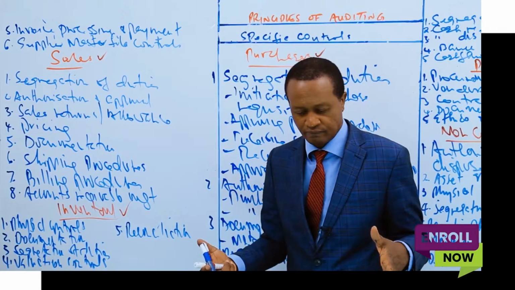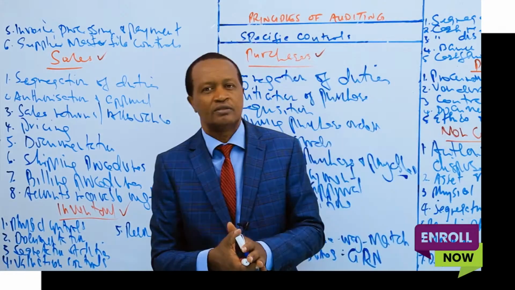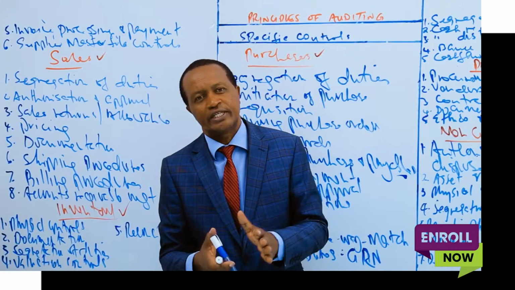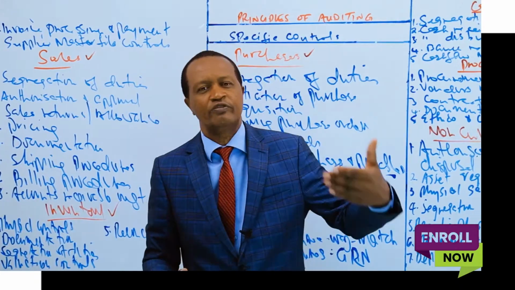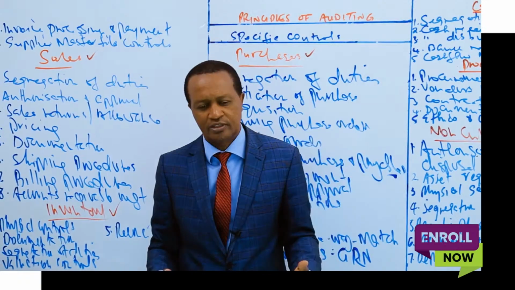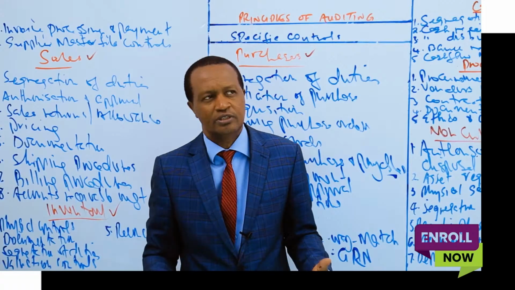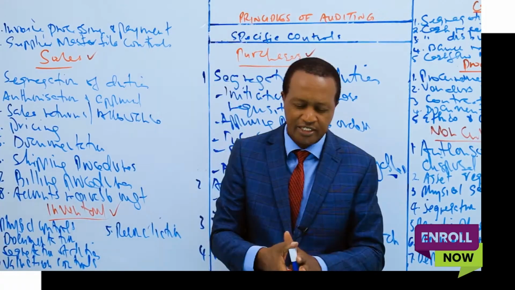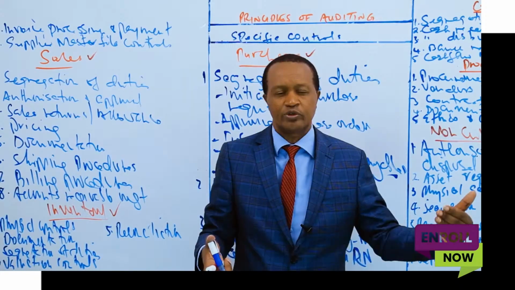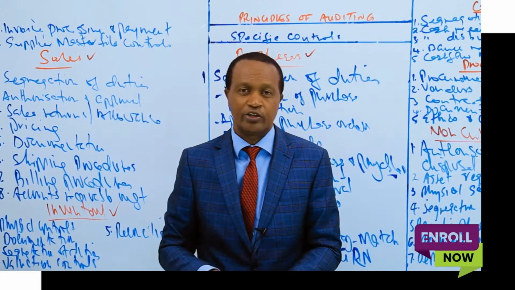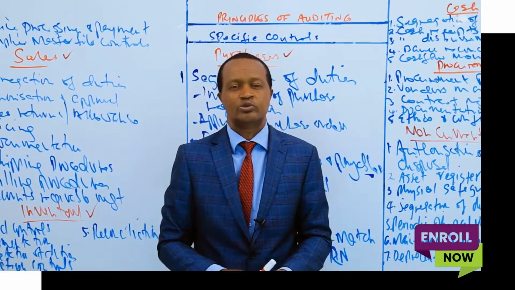And with that, candidates, the lesson comes to an end. The lesson was specific controls for various business cycles and asset categories. And we did say that the main aim of these controls is to minimize the risk of errors, fraud, and inefficiencies in an organization.